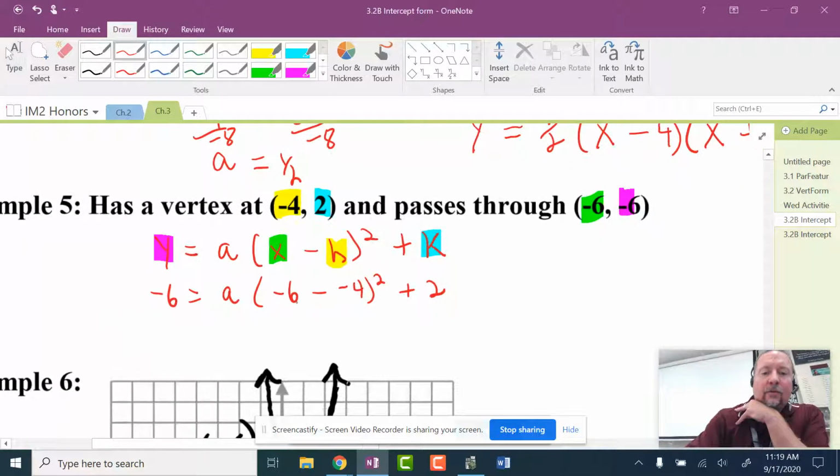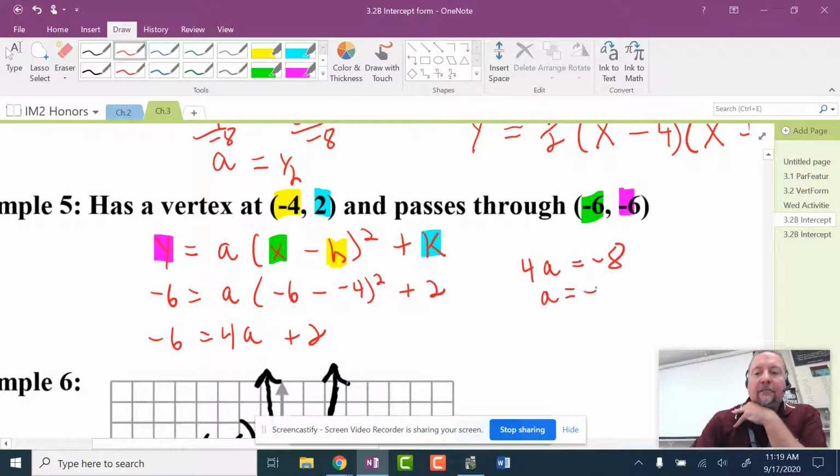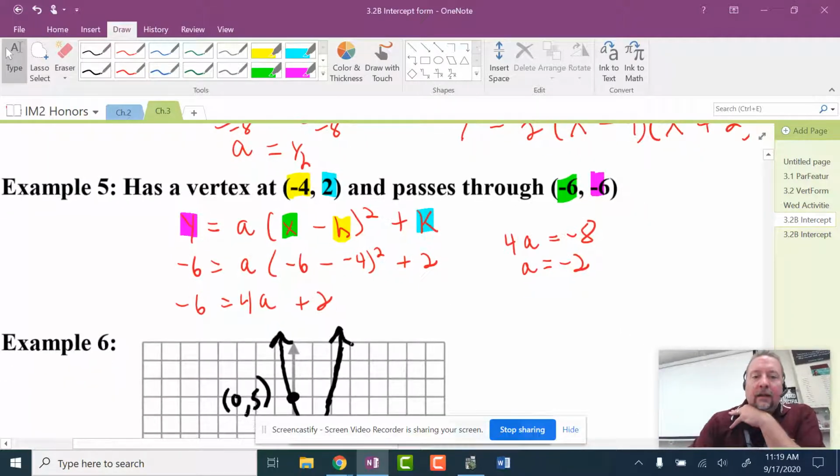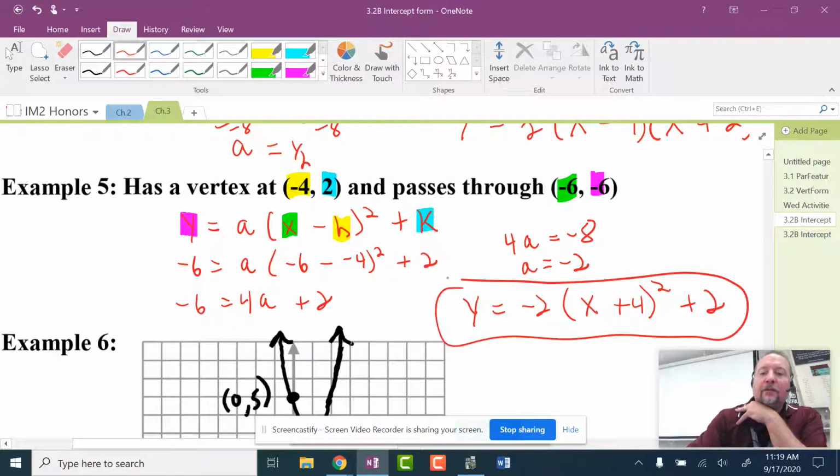And then because of time, I'll go ahead and solve. Make sure you do this correctly. This is +4. So this becomes -6 plus 4, which is -2 squared. That becomes 4a. Subtract, and then a equals -2. Okay, and then the final answer is plugging it back into vertex form: y equals -2 times x plus 4 squared plus 2. So we're toggling back and forth between the two known forms of parabolas.